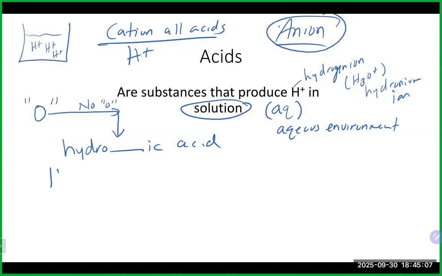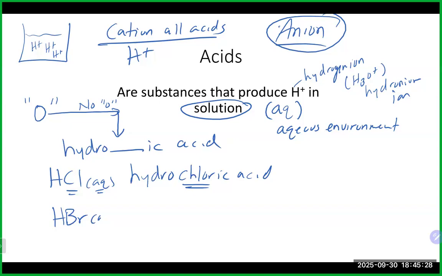So for example, if we take HCl in the aqueous environment, that makes it, by the way, an acid. There is no oxygen in there. So this would be hydrochloric acid, the chloric part for the chlorine that is there. You had HBr. Again, no oxygen in there, so that will be hydrobromic acid. Again, the bromine part is the missing part in this particular formula.